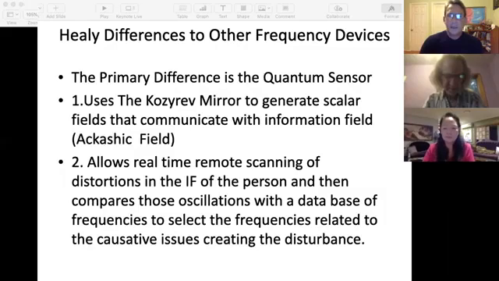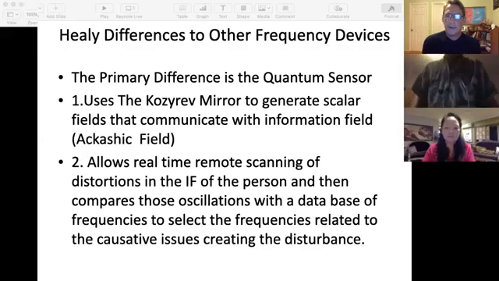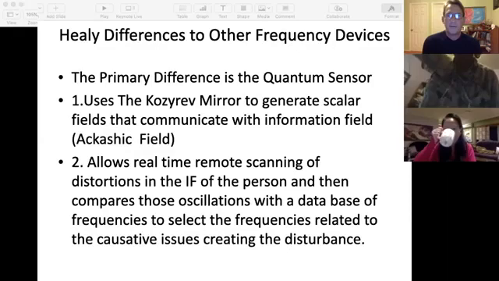It basically comes back to the fact that with the Healy and the Time Waver technology, the primary difference is what we call the quantum sensor. Other than that, it does have other functions which are available in other types of frequency devices that are around, but basically no one has the quantum sensor technology on the planet except for Time Waver and the Healy miniaturized device of the Time Waver.